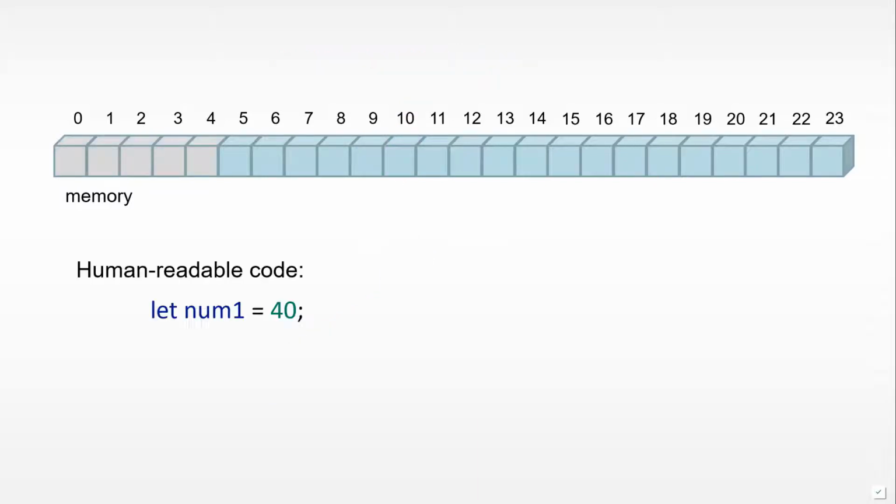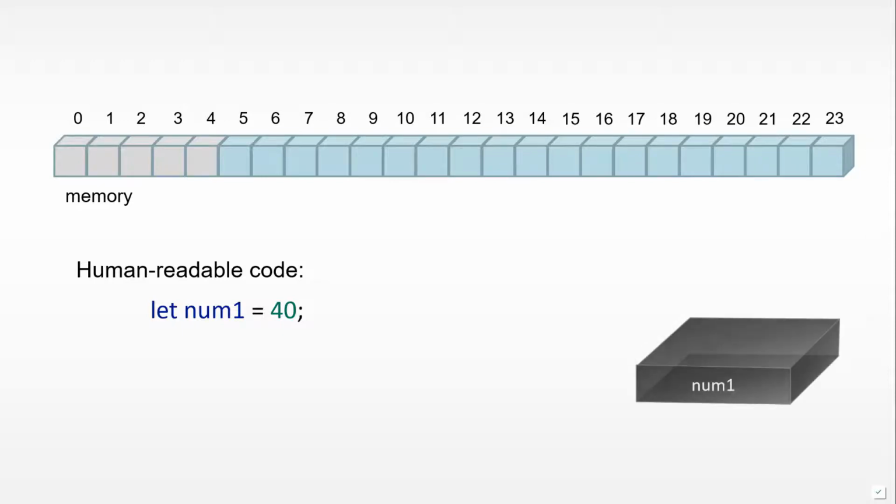So if we, for example, have some human readable code, let num1 = 40. Let is a keyword. Num1 in this case is an identifier for a variable. The equal sign is the assignment operator in JavaScript, and then 40 is a value. So what we're doing in this case is we are defining a num1 variable, and then we are placing the value 40 in it.